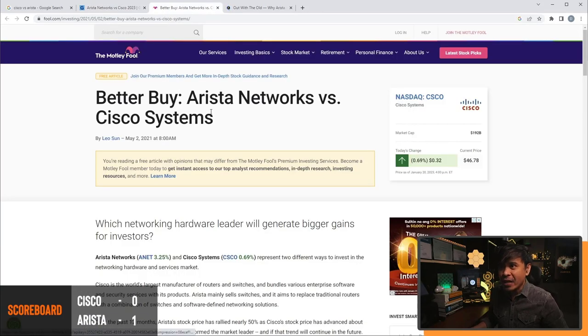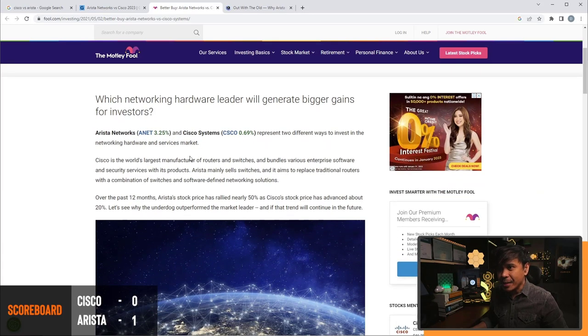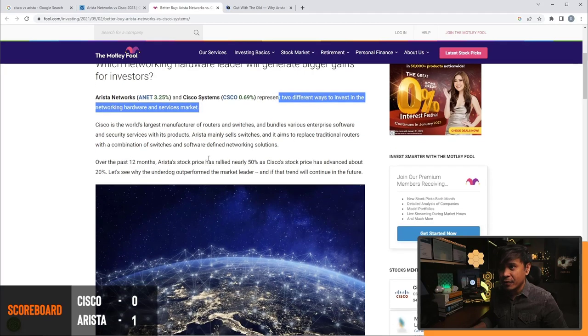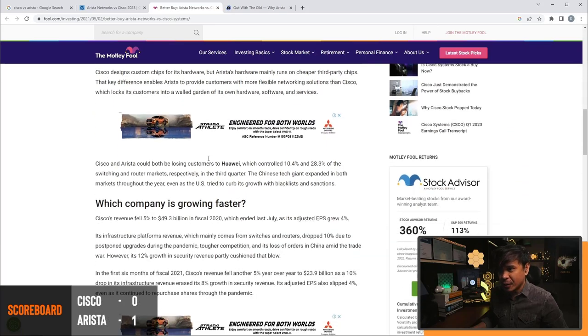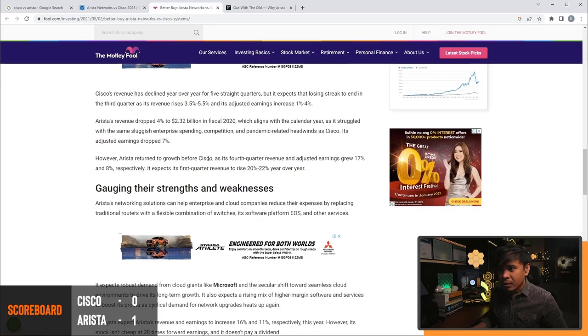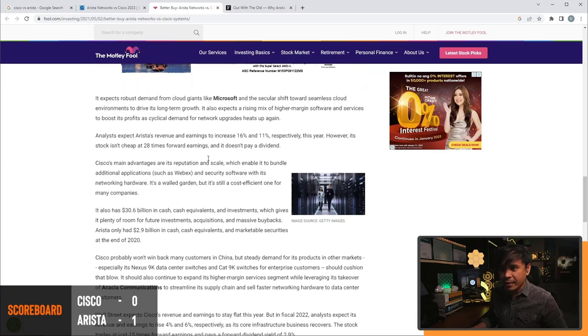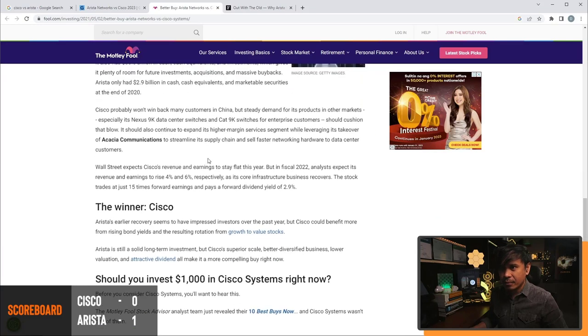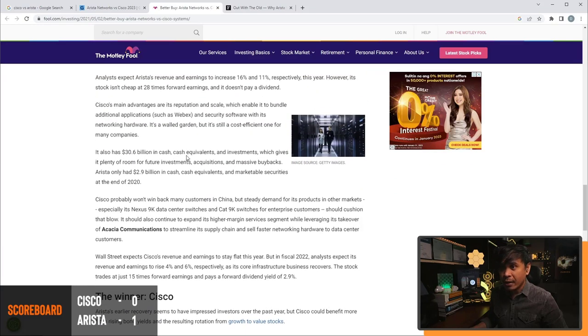Now, what we have here is a better buy, Arista versus Cisco. It seems like this page is all about stocks. Okay, it says here, Arista Networks, 3.25%, Cisco Systems, 0.69%. Two different ways to invest, network hardware and service market. Yeah, so it is not the technology sides, it is just about stocks, okay?